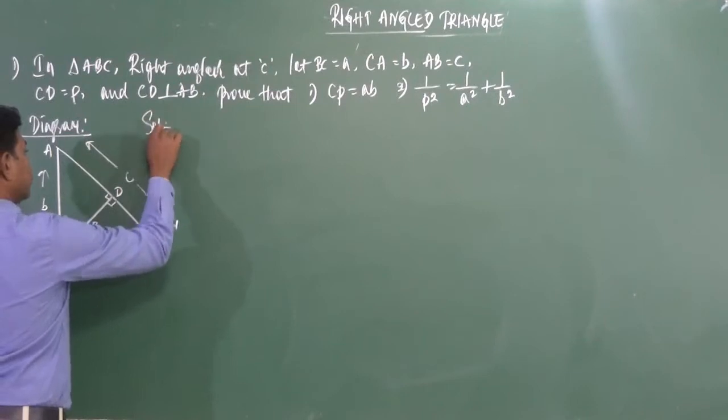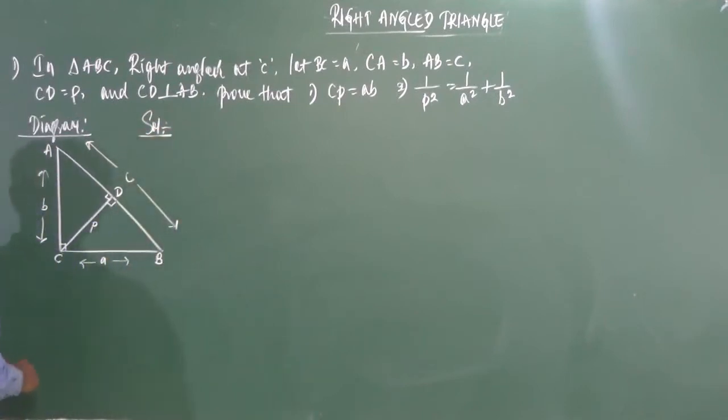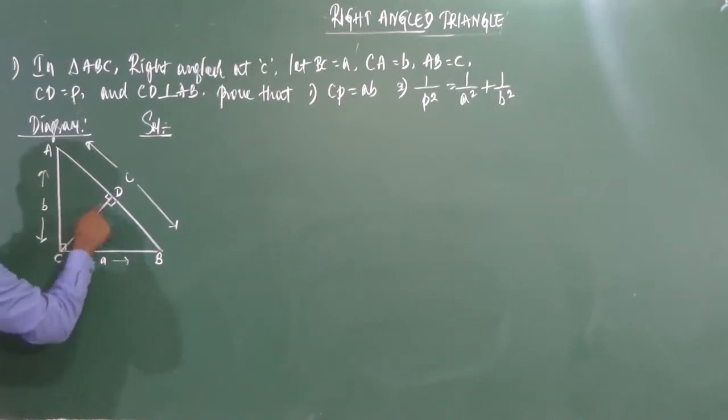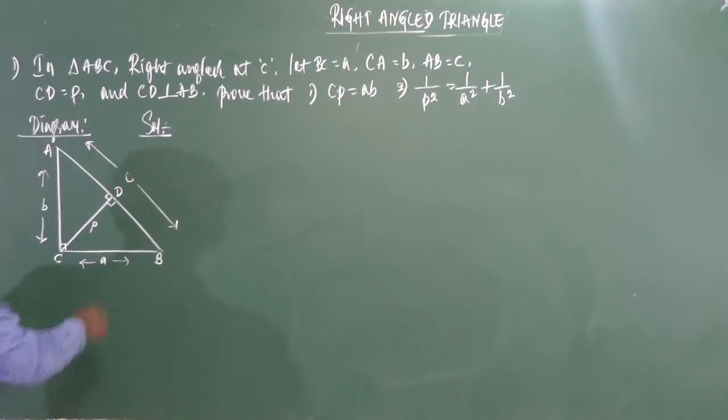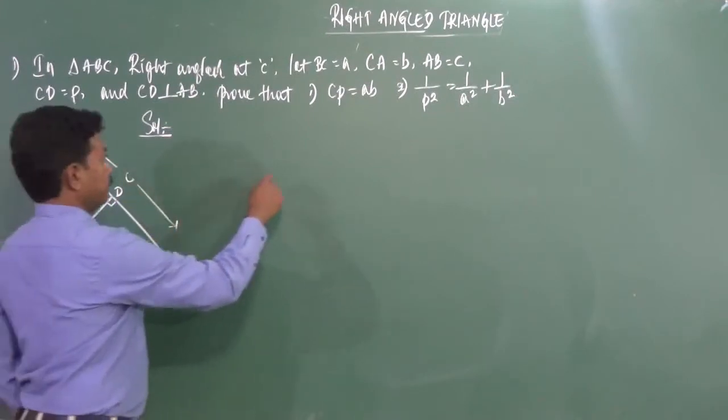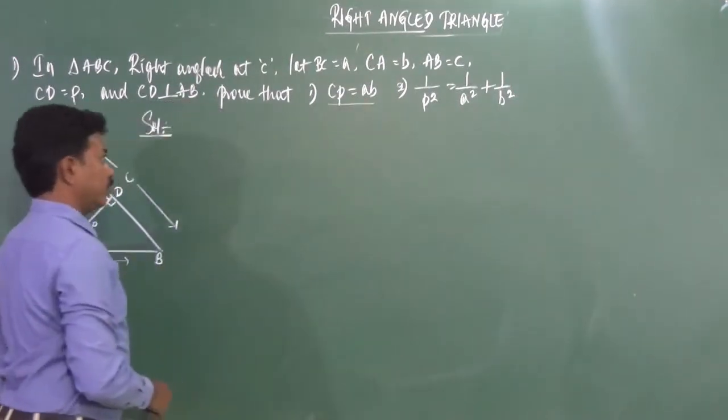So let us get into the solution. So here, there are two right angles here. One is angle ACB, another is CDB, another is CDA. Okay, three right angles we have here. So we have to prove that first. In the first question, we have to prove that CP is equal to AB.